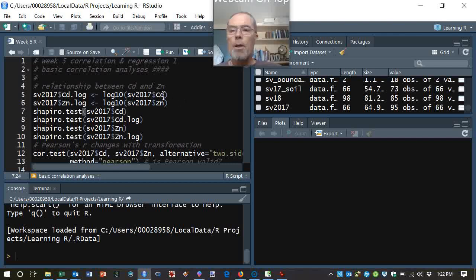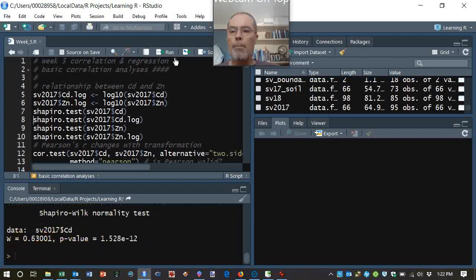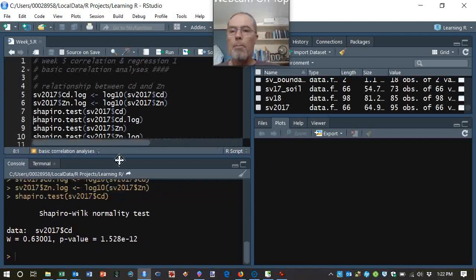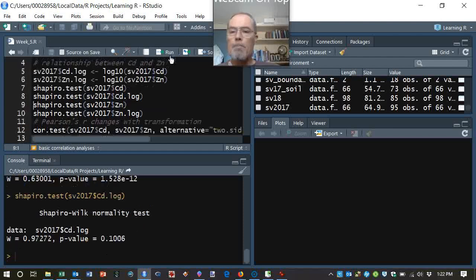We're going to have a look at just checking the distribution of some variables first. So we've got cadmium and zinc in the data set, but I'm just going to make a log transformed version of those as you've done before, and then we'll run the Shapiro test on the untransformed version and transformed. Did I do something wrong there? Yes, I pressed the wrong button.